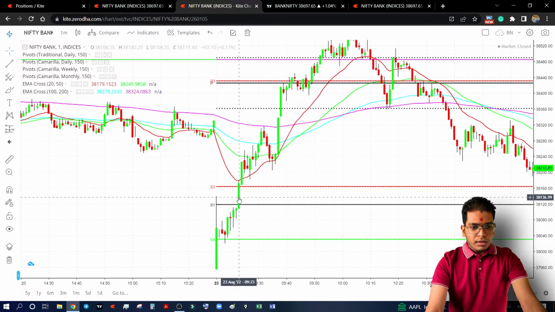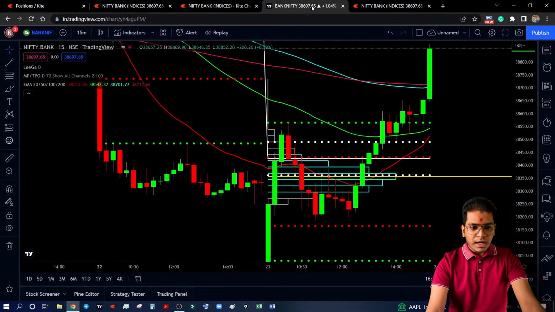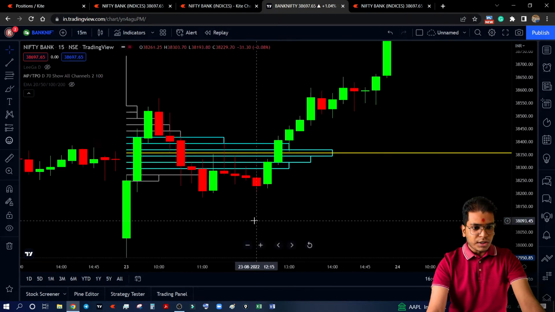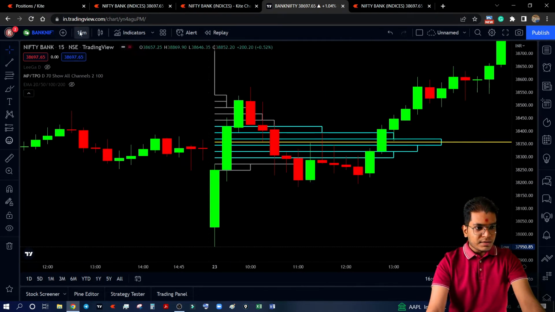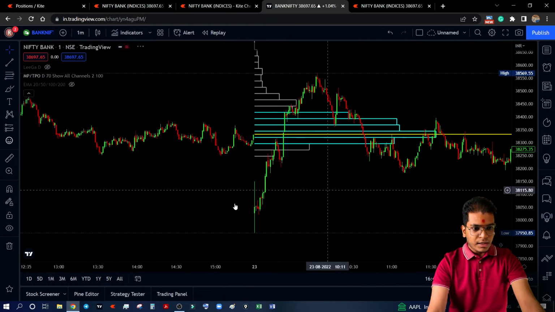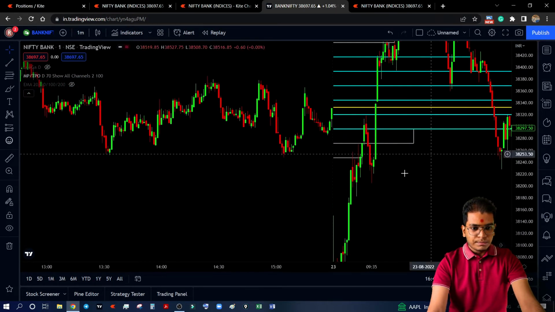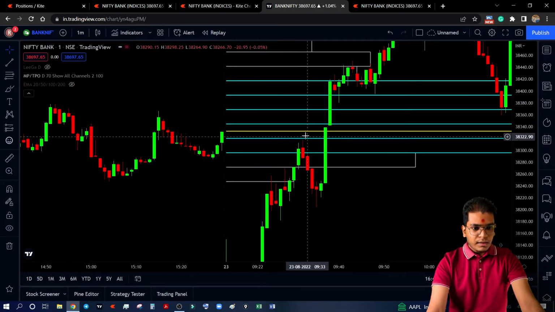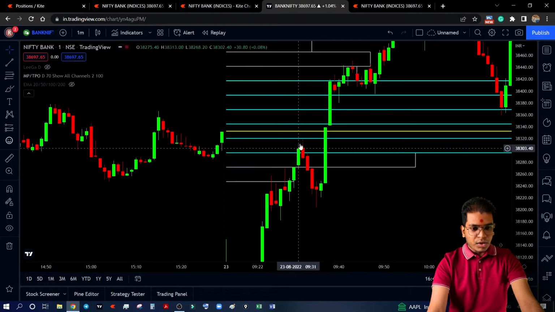Now, as soon as you have made an entry over here, what should be your target? Your target should be the market profile POC, which is here. Let me change this to the 1 minute time frame chart again, so you can have a very clear-cut idea. So look, our entry is here and the exit is over here, somewhere around here like that.